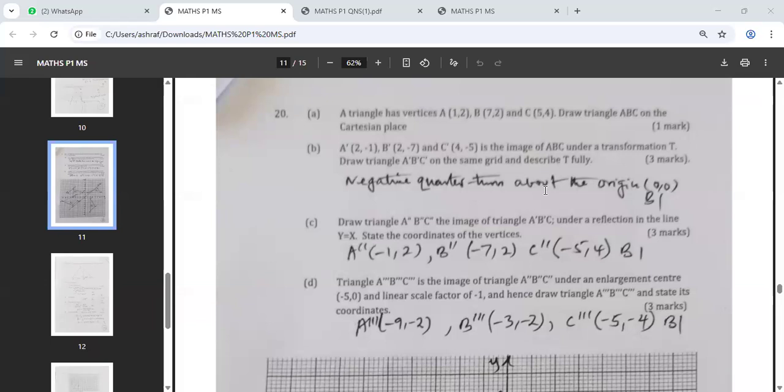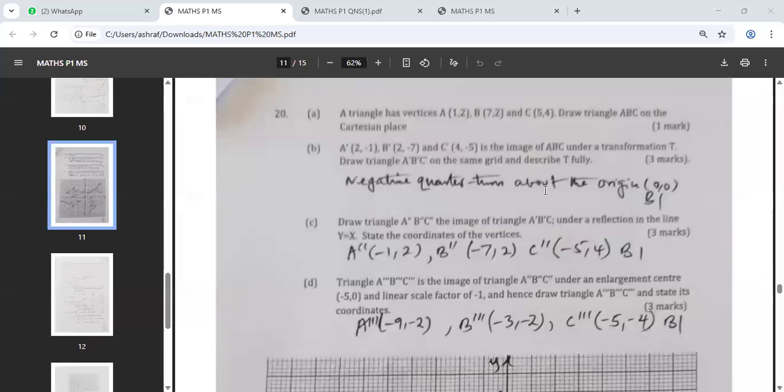If it is a negative scale factor, you measure it from the center but going the opposite side of the object. Then you repeat that for all the points and then you join them and get your image.